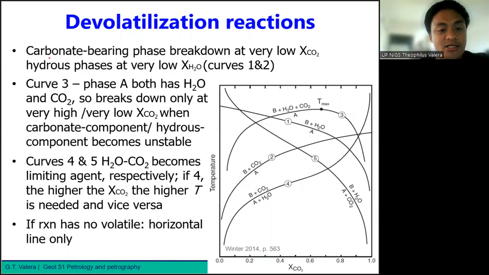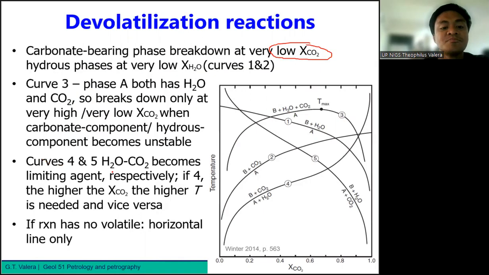A carbonate phase breaks down at very low XCO2, meaning very high H2O, whereas a hydrous phase like muscovite will break down at very low water. So just like curves 1 and 2. Curve 3, phase A, has both water and carbon dioxide, so it breaks down only at very high and very low XCO2 when the carbonate component or the hydrous component becomes unstable.